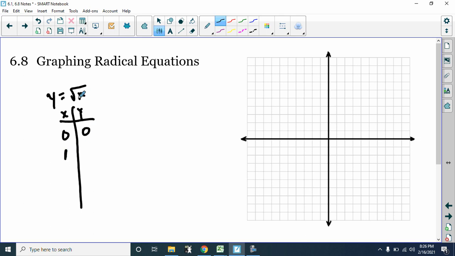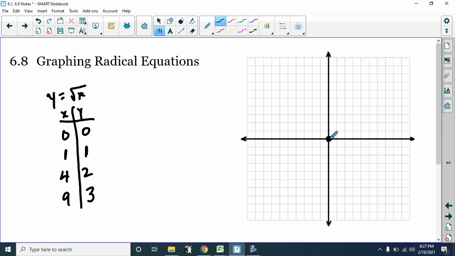I can plug in 1. Square root of 1 is 1. I could plug in 2. Square root of 2 exists, but it doesn't come out even, so we're not going to plot that point. Same with 3, but 4 comes out even, so let's plug in 4. Square root of 4 is 2. Next number I could plug in is 9. Square root of 9 is 3. That should give us enough points to draw a decent graph.